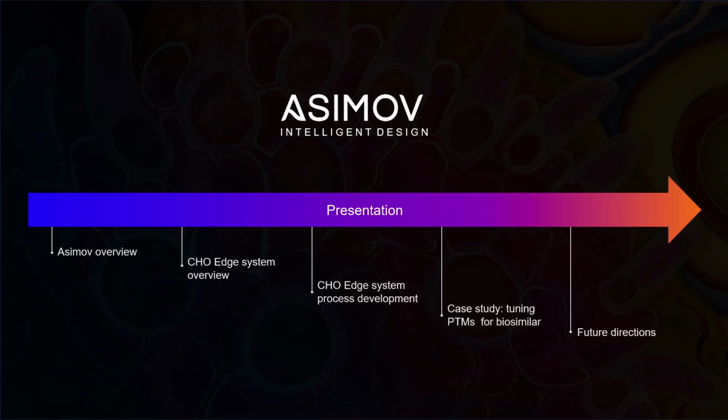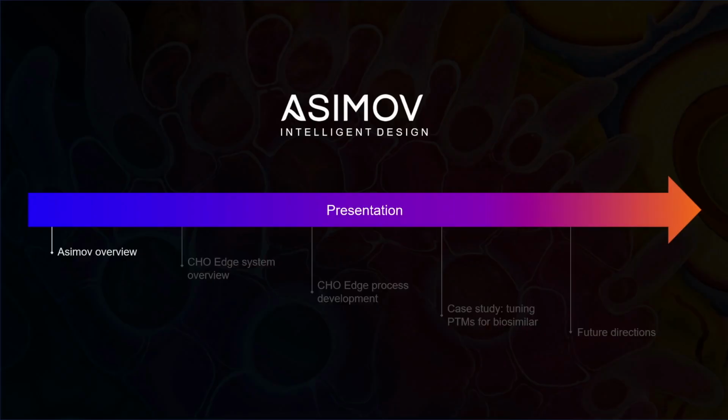In this talk, I'm going to be talking a little bit about the company in general, the Asimov overview, and then I'm going to move more closely into the CHO Edge system and how we're utilizing that, and then how we're using that CHO Edge system to actually do some tailor-made process development. Then finally, I'm going to go through a case study where we're tuning post-translational modifications for this biosimilar that we're working on for a partner. And finally, I'm going to show how we're using all this in the future to develop data-driven models for process development as well as cell line development.